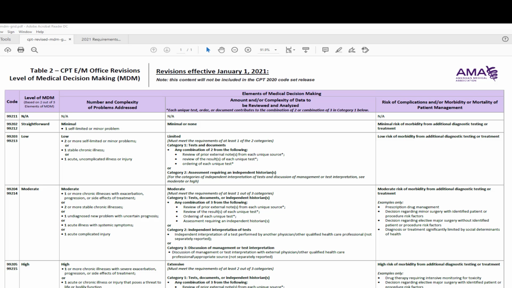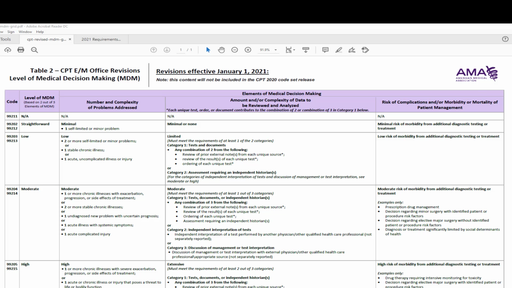So that would be minimal, one self-limited or minor problem. All right, and then we get to the amount and/or complexity of data to be reviewed and analyzed. Now look at this. The asterisk says each unique test, order, or document contributes to the combination of two or combination of three in category 1 below.